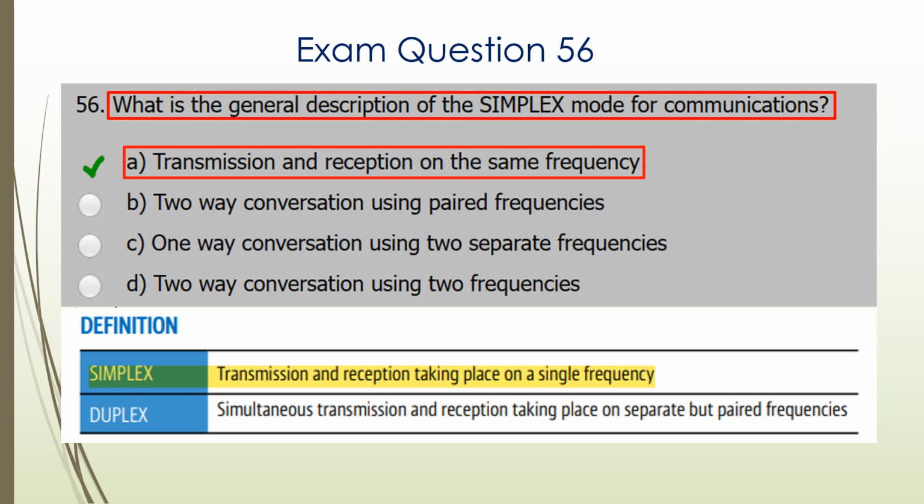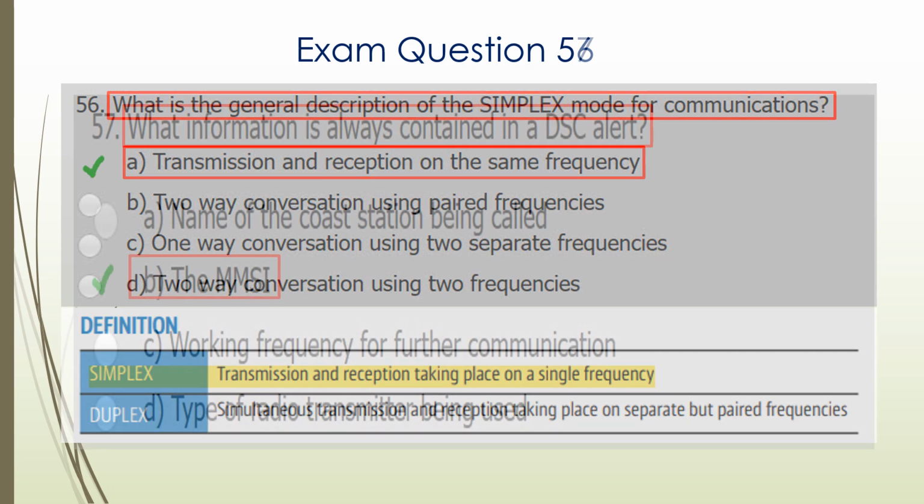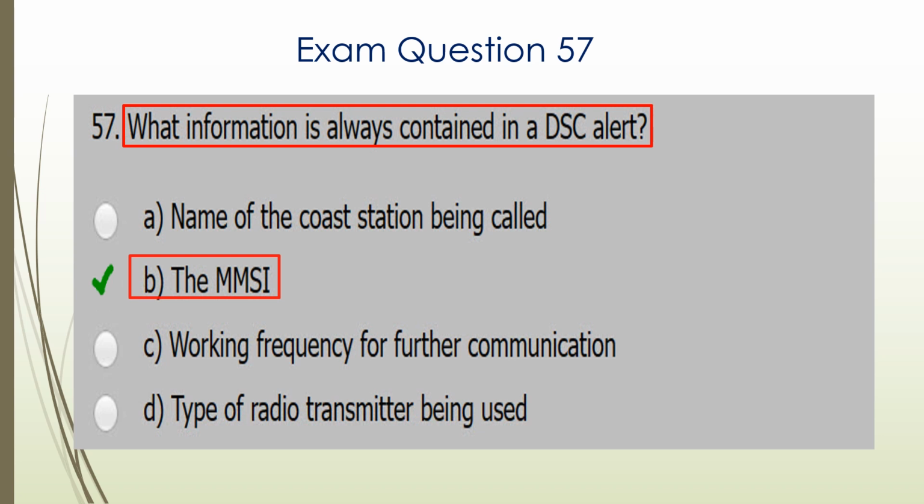Question 56. What is the general description of the SIMPLEX mode of communications? There's the explanation from the handbook. So A would be the correct answer. Transmission and reception on the same frequency. Question 57. What information is always contained in a DSC alert? Well, the MMSI is contained, so B is the correct answer.